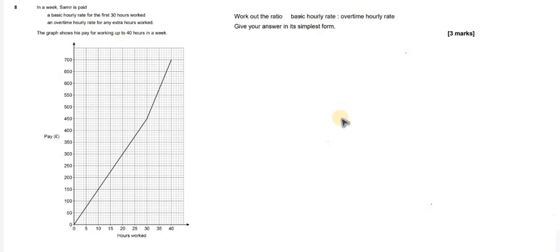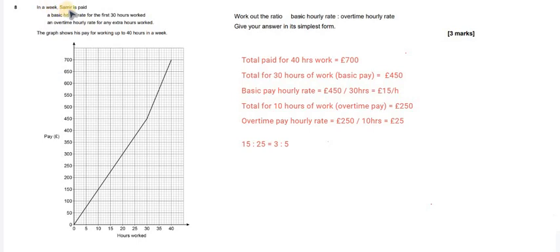Question 8. In a week, Samir is paid a basic hourly rate for the first 30 hours worked, an overtime hourly rate for any extra hours worked. The graph shows his pay for working up to 40 hours in a week. Work out the ratio, basic hourly rate, overtime hourly rate. Give your answer in its simplest form.